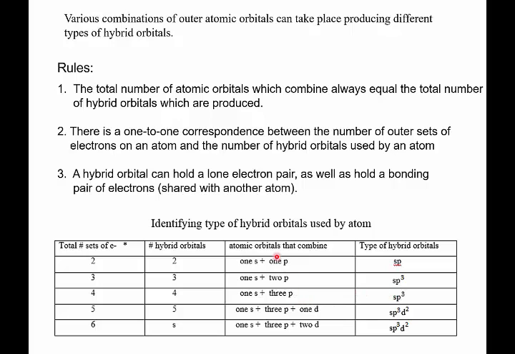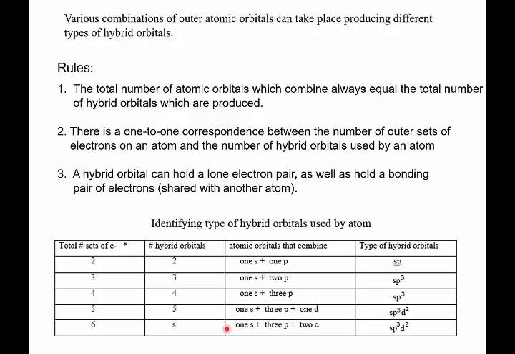All right, now, remember I mentioned that elements that are in row 3 or below can have expanded octets. They're going to make hybrid orbitals too, and they're actually going to make more than 4 hybrid orbitals. Where are the additional atomic orbitals going to come from? What are they? Well, it's going to be the d orbitals. The d orbitals are going to be used. They're going to be found in the same energy level as the s and p.